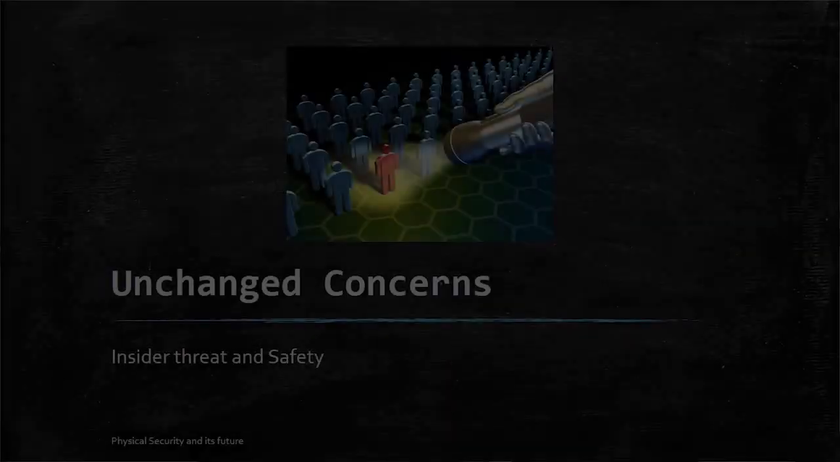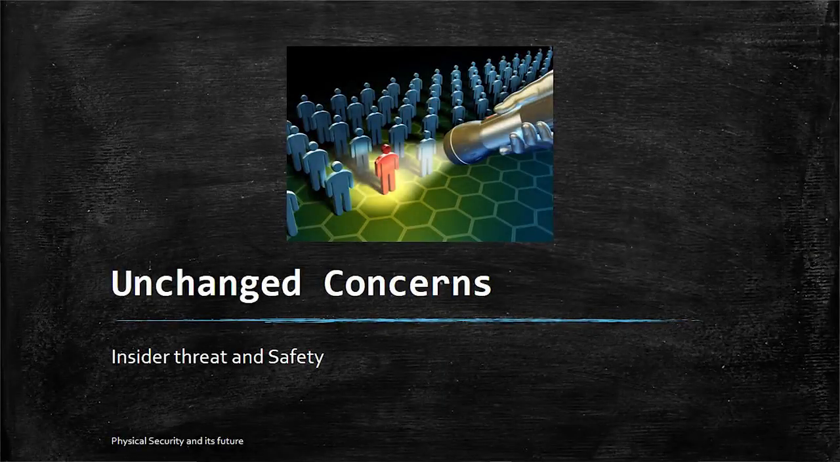So these are concerns with the future. Some of the unchanged concerns, that means these concerns are going to exist even if you have gone for smart, futuristic physical controls. Some of the concerns are going to be there. For example, these are insider threat and safety, and they will continue to exist.